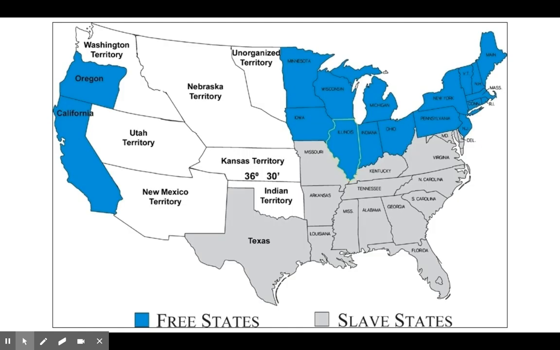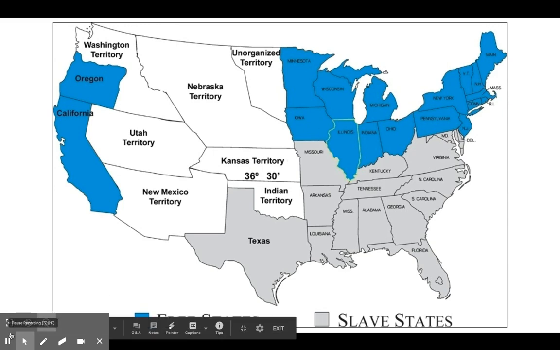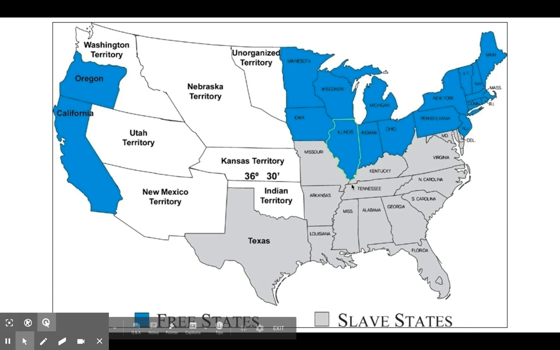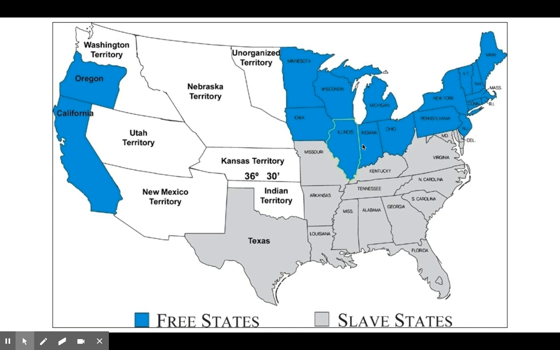Okay. So here we've got basically a map of the United States. All right. So in the green where my little cursor is, and if I can highlight that, right here in the middle is Illinois. Okay. So all of the blue states that we see are free states. Okay. This means that they don't allow slavery. So pretty much all of them are up in the north.